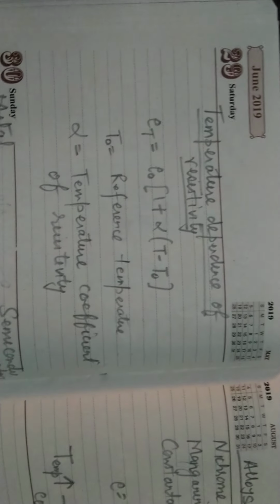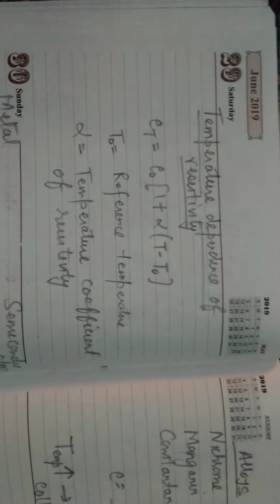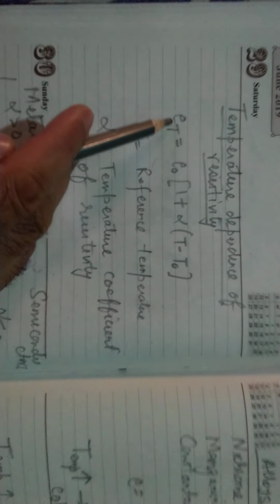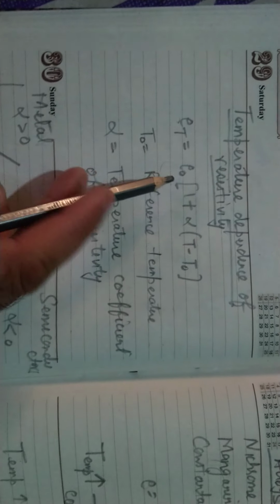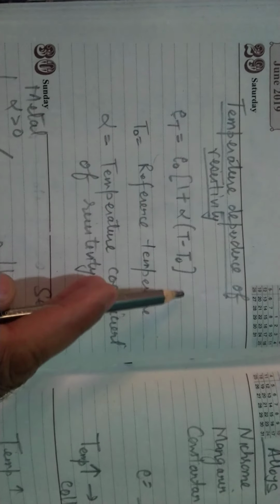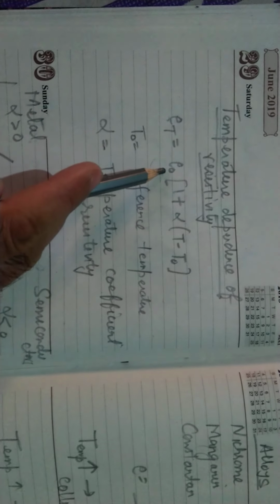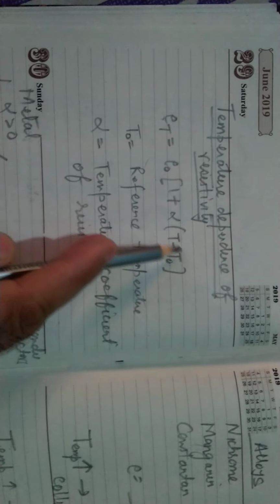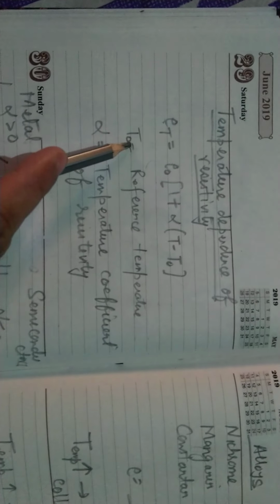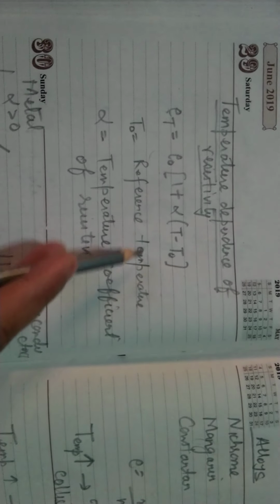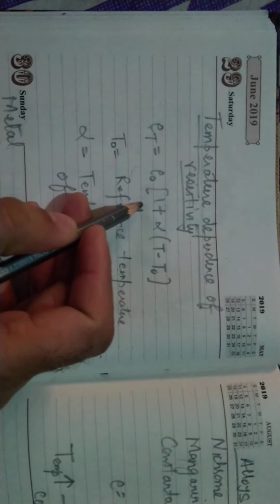Hello students, now we will study temperature dependence of resistivity. So resistivity is shown by rho. Okay, so this is the formula. rho(T) is equal to rho naught times (1 plus alpha (T minus T naught)), where T naught is the reference temperature. We can say it is the initial temperature.